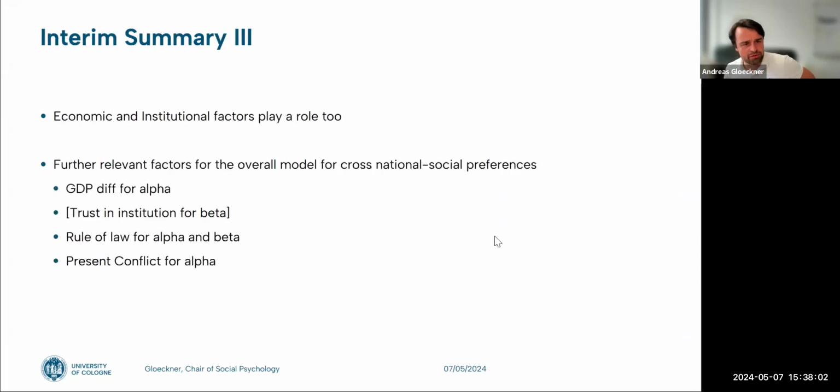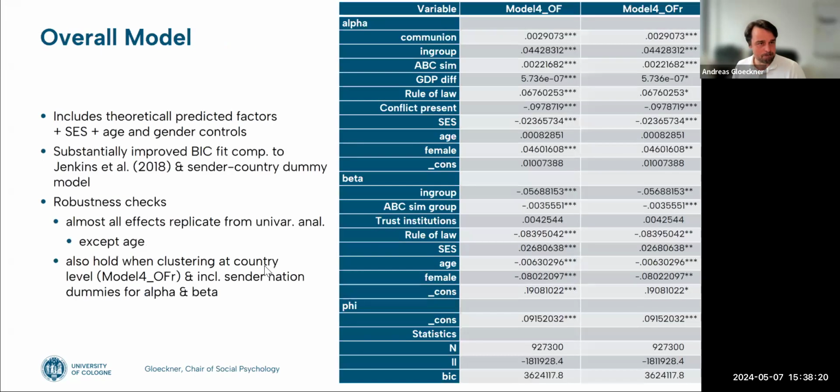Yeah, so the economic institutional factors play a role too, but to some degree they are not all so very stable. But if you want to make a complete model, then GDP diff effect should be included for alpha. Rule of law could be included as factors for alpha and beta, and the present conflict as a predictor for alpha. Yeah, and that's basically how the overall model then looks like. And I have two versions. It's very much included there, but of course, remember, I tried to integrate 5 different models from social psychology here.